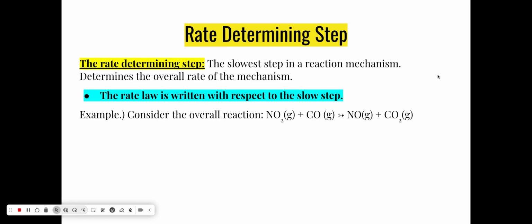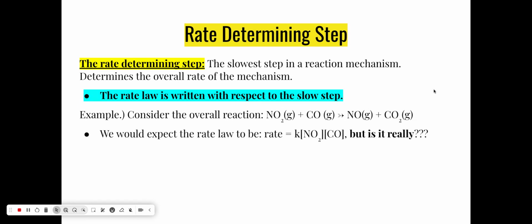So if we're going to consider the overall reaction, nitrogen dioxide reacts with carbon monoxide to form nitrogen monoxide and carbon dioxide, we would expect the rate law to be rate equals the rate constant times the concentration of NO2 times the concentration of CO. But again, we just got done talking that we need to look at the entire mechanism, not just the overall reaction.